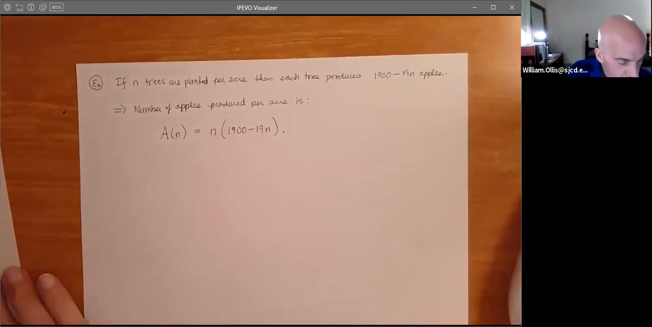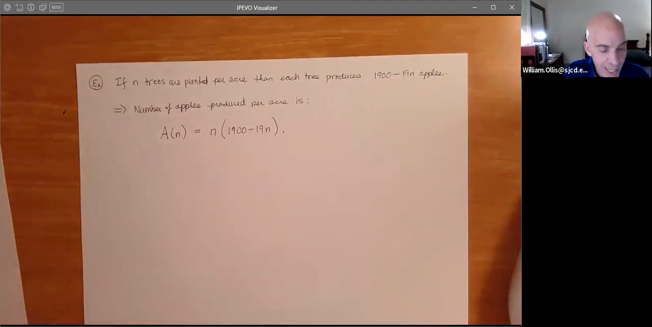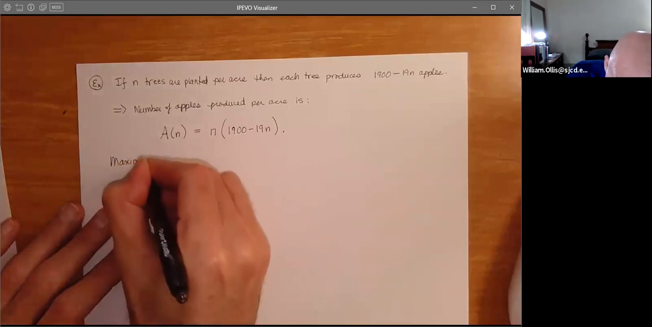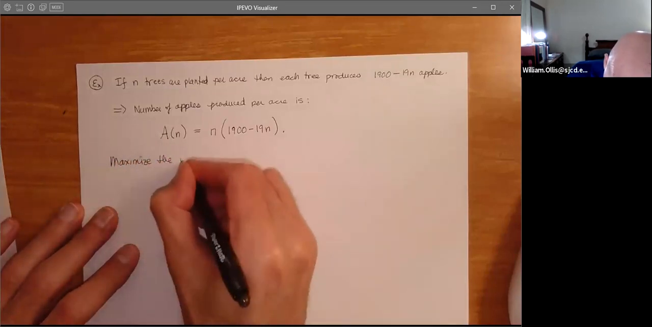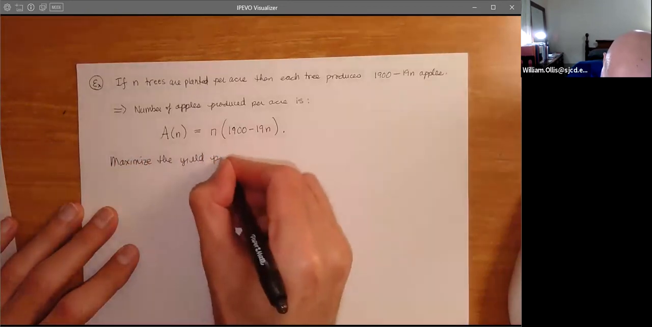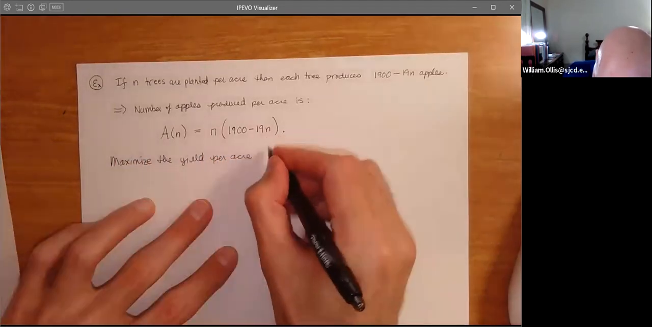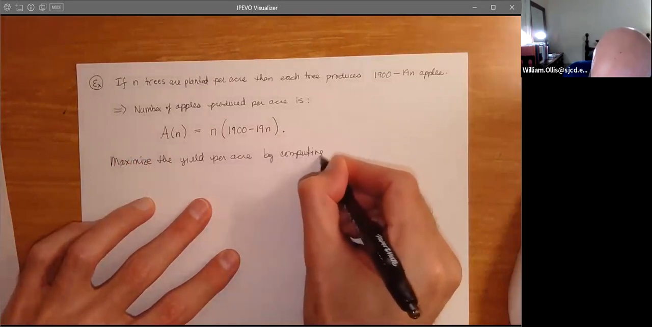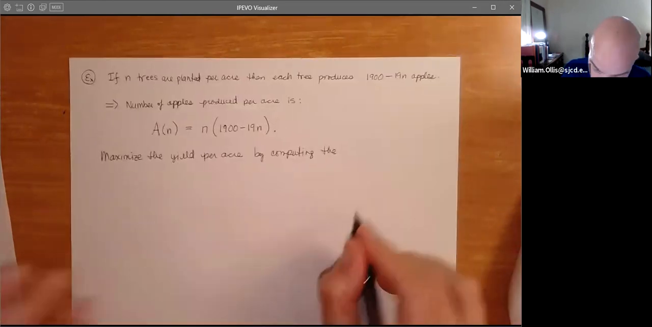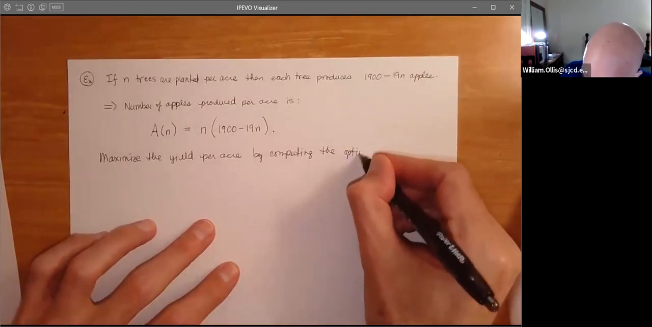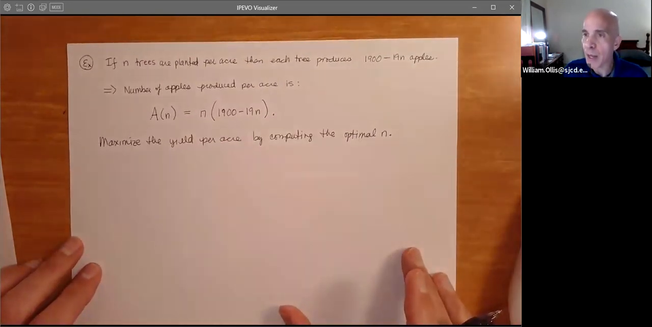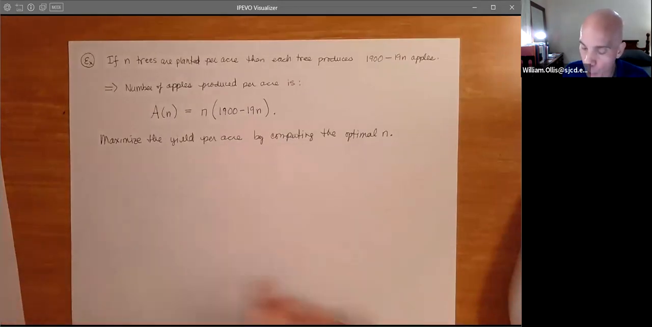And then it asks the following: compute the number of trees to be planted to maximize the yield per acre. So maximize the yield per acre by computing the optimal N. And then just for grins, we'll go ahead and compute the production per acre.